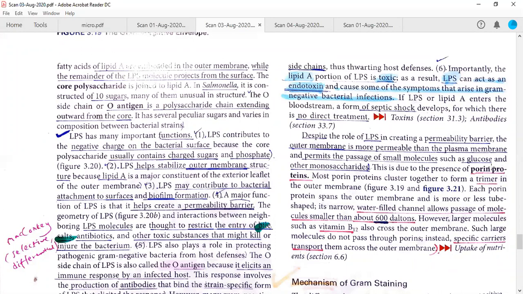Whereas the porin proteins present in the outer membrane are channels through which molecules with molecular weight less than about 600 daltons can pass across the outer membrane. However, large molecules, for example vitamin B12, also cross the outer membrane, but the mechanism is not known, because it has a high molecular weight. Such large molecules do not pass through the porins. Instead, specific carrier transport molecules are present in the outer membrane, which allow them to pass through.